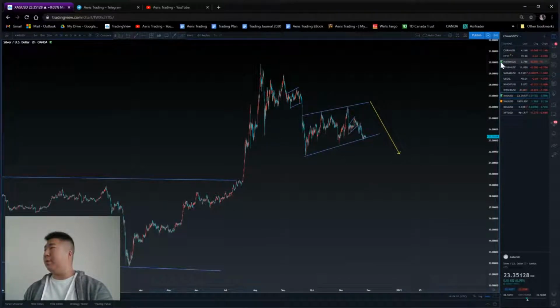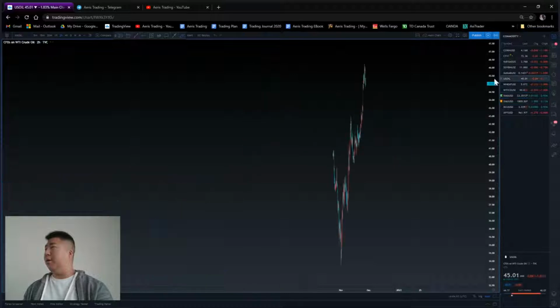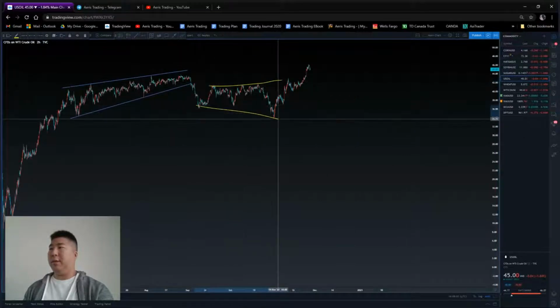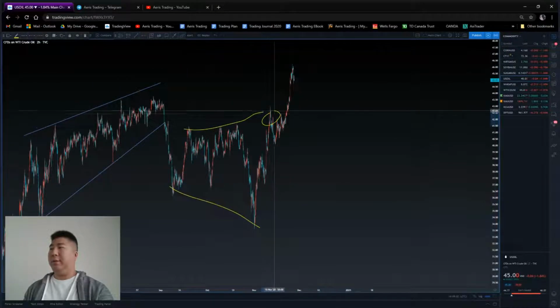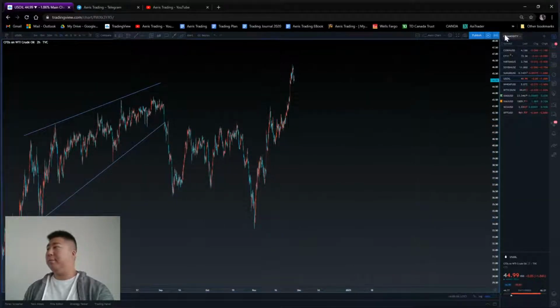Not much else is on my watch list. Oil, but take a loss here. The short I was looking for was something like this, and then the sell was happening here, push down, correction, but it just didn't continue. So not interested in oil anymore at the moment.